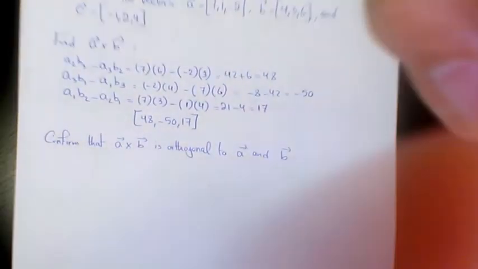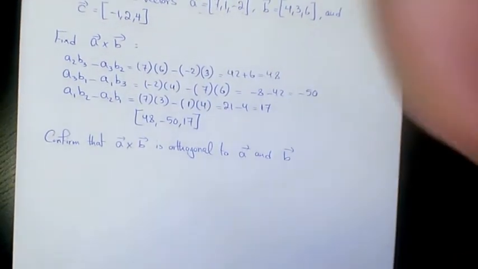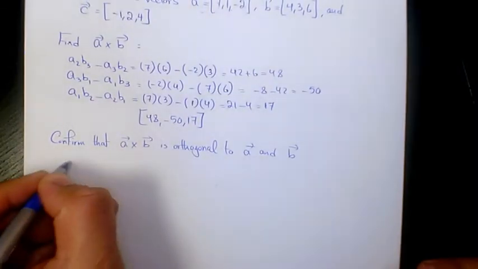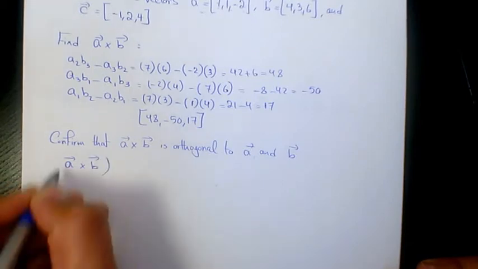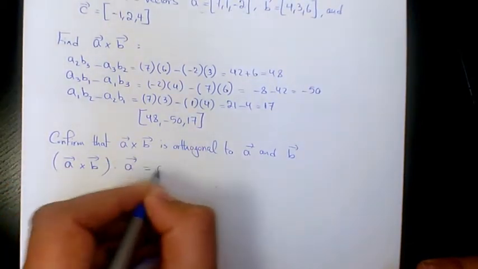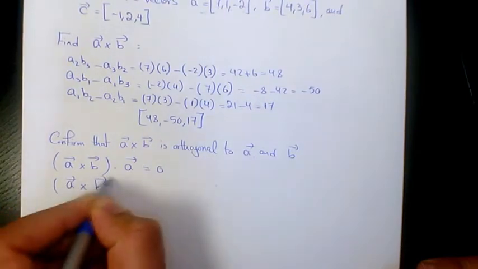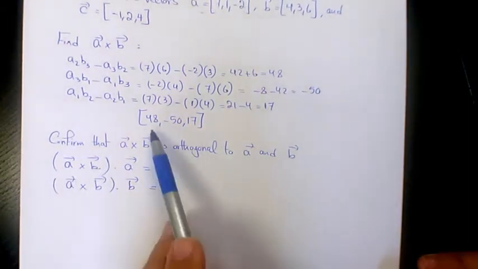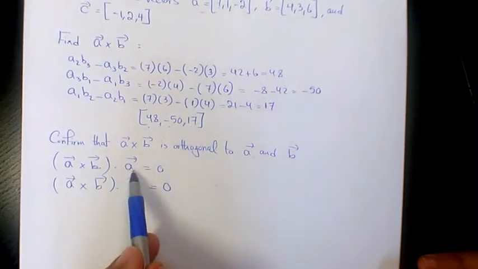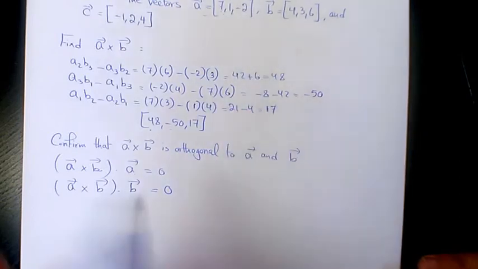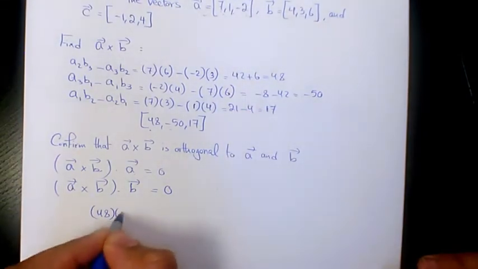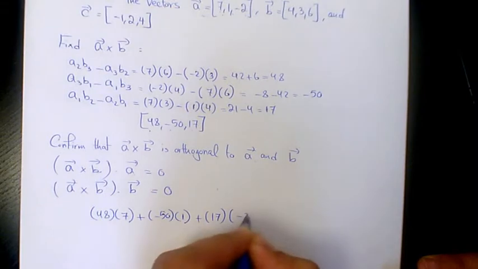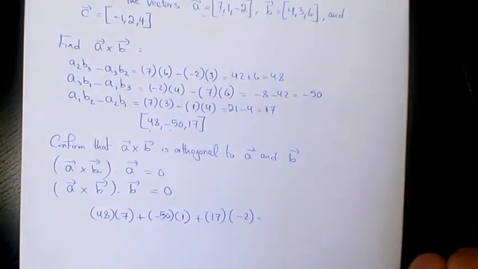Next one is going to be: confirm that the cross product of a and b is orthogonal to a and b. So basically we need to prove that the cross product of a and b dotted with a equals 0, and the cross product of a and b dotted with b is going to be 0 as well. So we already found that, which is 48, negative 50, and 17. Dot a has to be 0. A is 7, 1, and negative 2. So it's going to be 48 times 7 plus negative 50 times 1 plus 17 times negative 2.